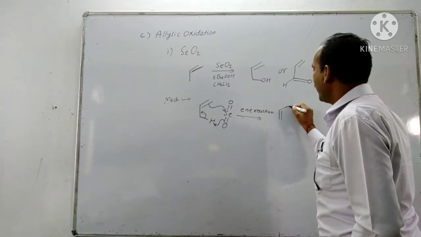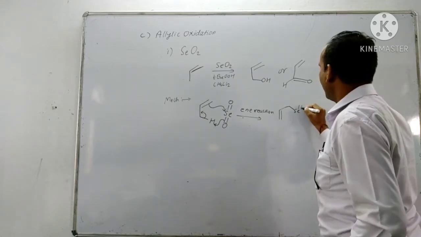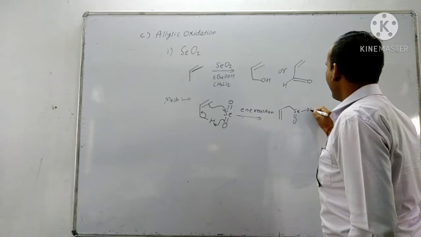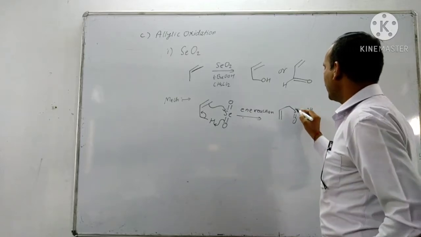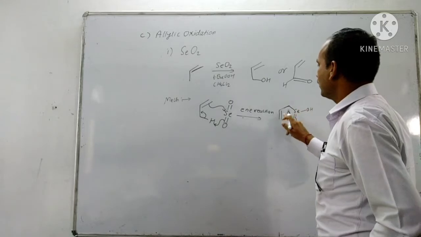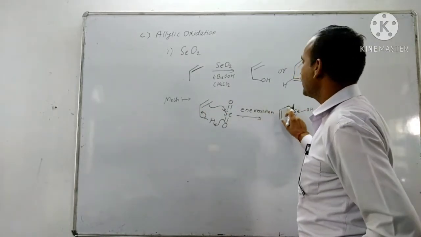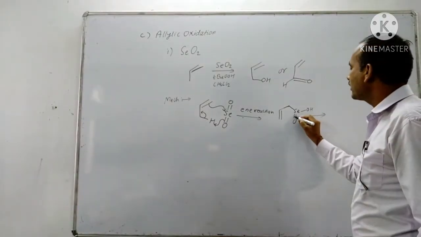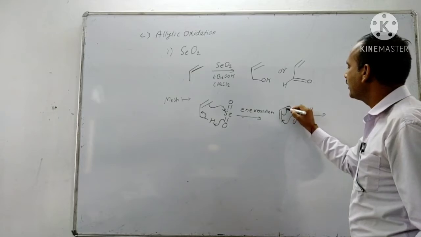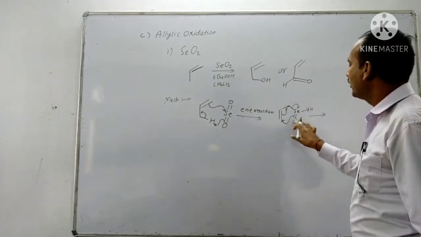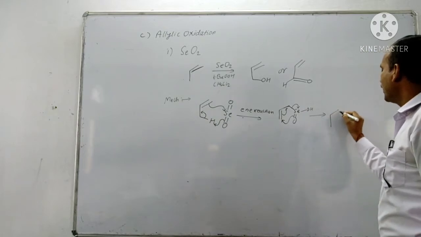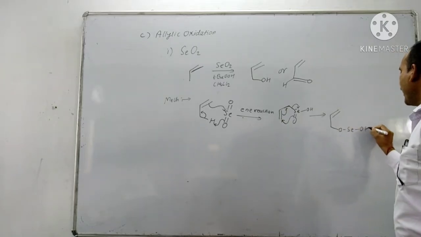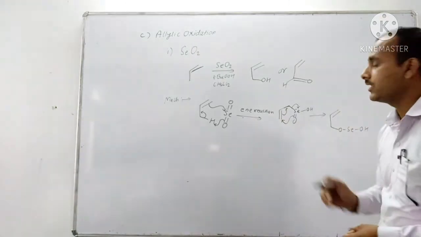Double bond, here is Se double bond OH. Now there is formation of double bond, CH2Se. Now this oxygen attacks on this, and there is formation of double bond again at this position, OSeOH, and this goes on hydrolysis.